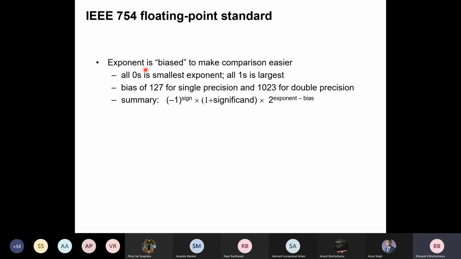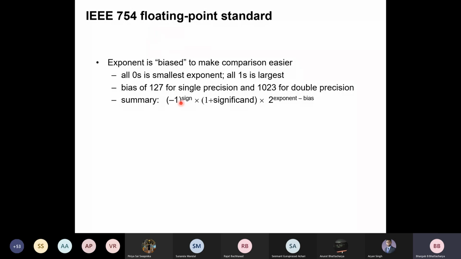So in summary, the exponent is biased to make comparison easier. All 0 is the smallest exponent. All 1 is the largest exponent. It is excess biased so that all the floating point exponents become positive. And this is for single precision. And the bias is 1023 for double precision.